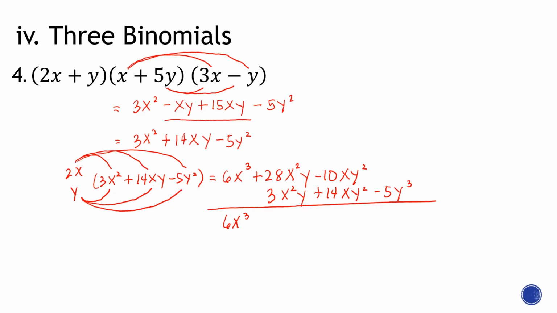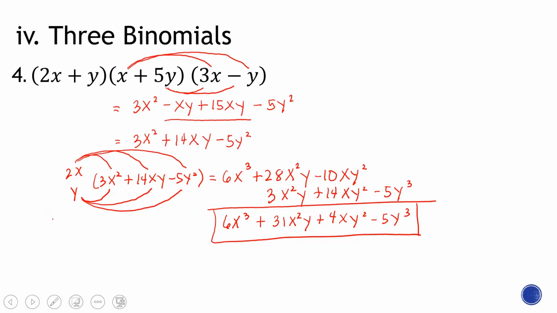6x raised to 3 plus, both are positive, so just add those two. And then copy x squared y, negative 10 and plus 14. They have different signs, so I'm going to subtract them. It's going to be 4, and it will be positive because 14 is greater than 10. Xy squared minus 5y raised to 3. So this is the answer for the fourth problem, multiplying 3 binomials.